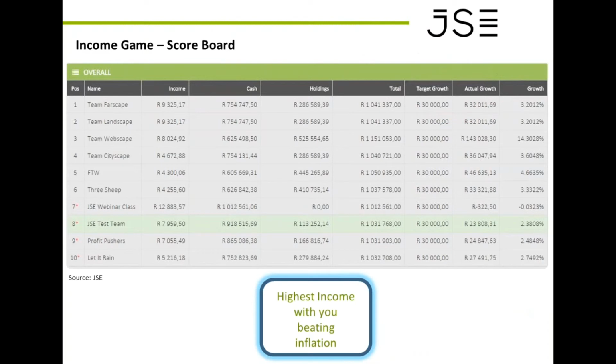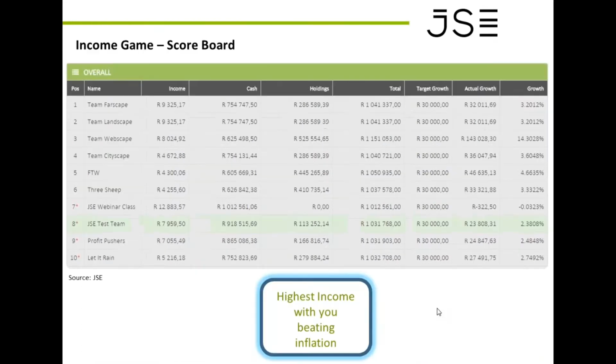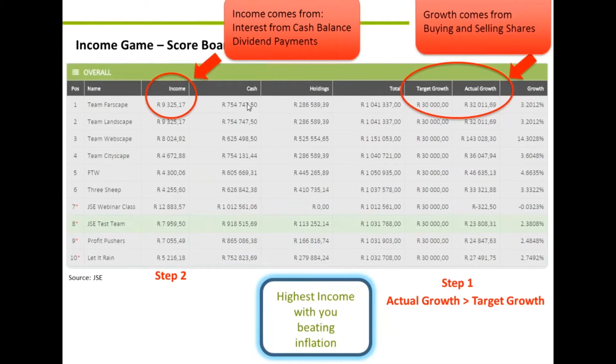So if we were to go to the previous slide and we look here, the overall move, this is where you get your actual growth from. That is where the buying and selling of shares comes in; you don't technically need to sell it, as long as it's in your portfolio, this is where you're getting actual growth. Okay? For you to get income, you need to focus on having a nice cash balance as well as receiving dividend payments, holding companies that are going to pay out dividends within the top 40 companies.